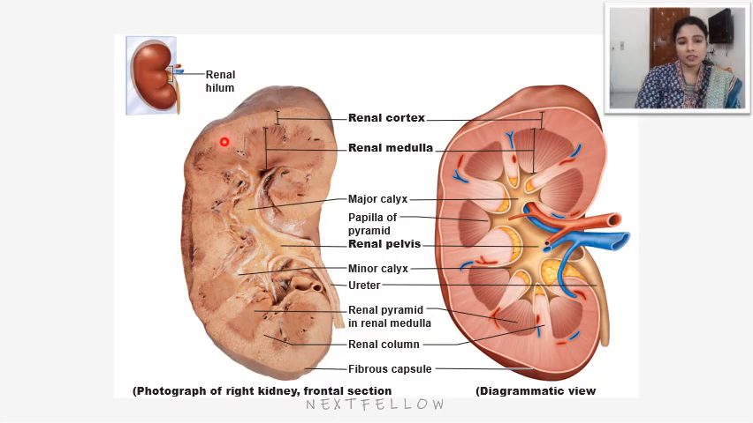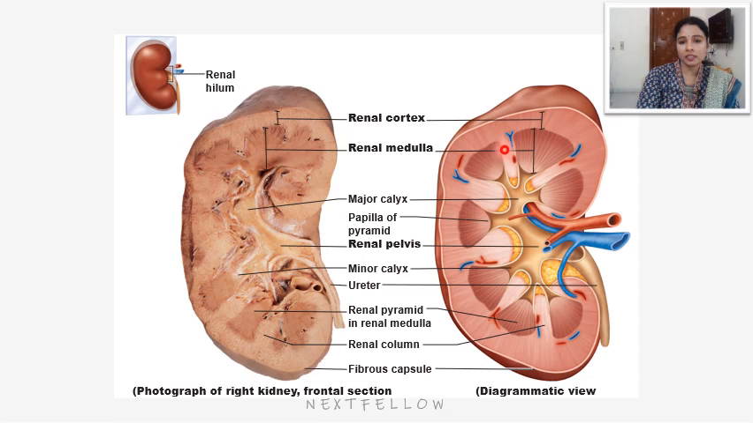So let's see first one by one. Cortex. The cortex forms the outermost part of the kidney and also projects into the medulla in between, which are called renal columns. And the medulla consists of pyramids, which are called renal pyramids. And these columns of cortex are called the columns of Bertini. So you can see here, this is the cortex and these are the renal columns. In between is the renal pyramid.